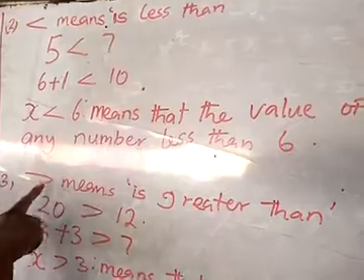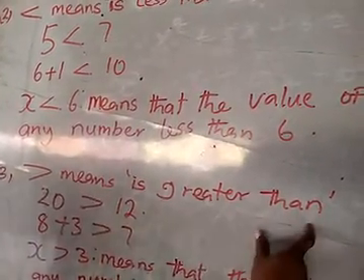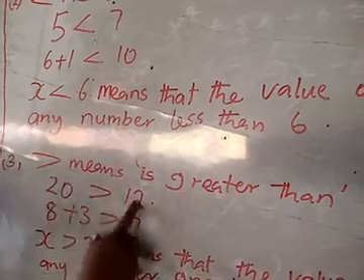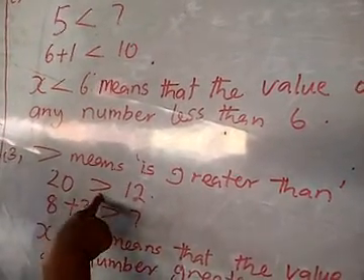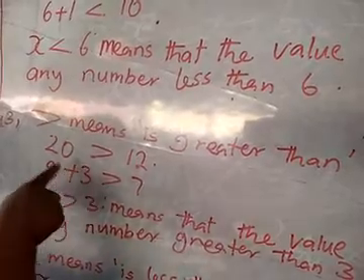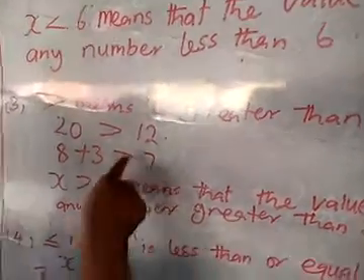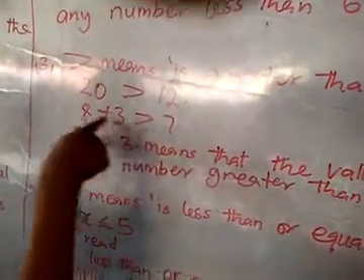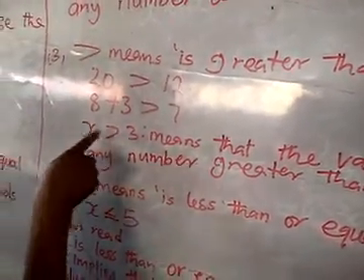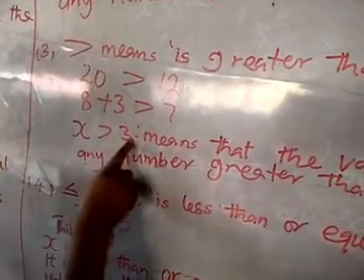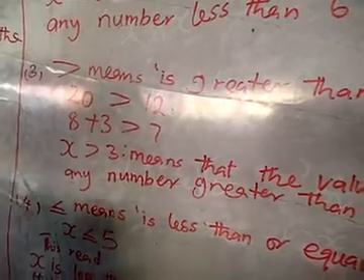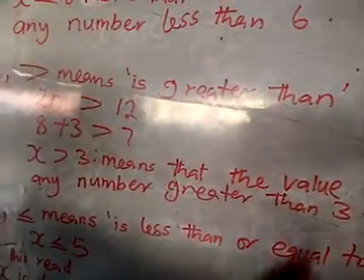Number 3, this sign means greater than. 20 is greater than 12. Have you seen it? The right-hand side and the left-hand side are not equal. That is why we use this sign in between them. Now, 8 plus 3 is greater than 7. 8 plus 3 will give you 11, and 11 is greater than 7. And here also we have x is greater than 3. When we say x is greater than 3, the value of x should be 4, 5, 6, and so forth.